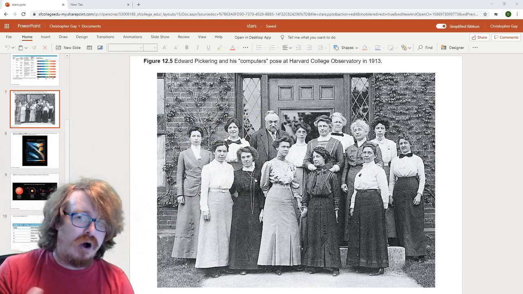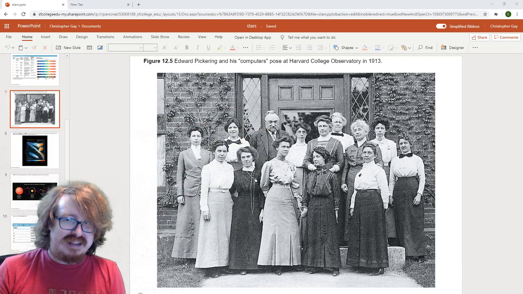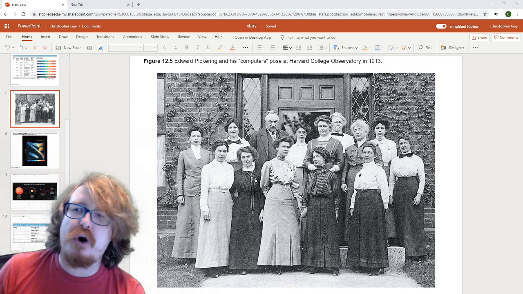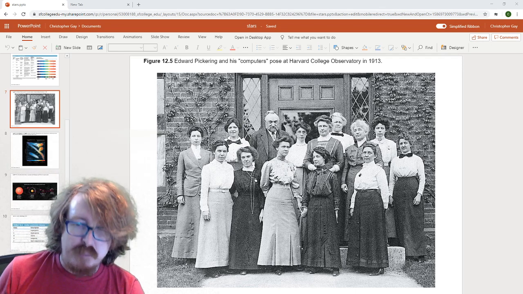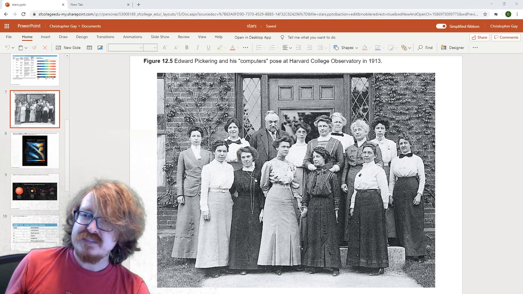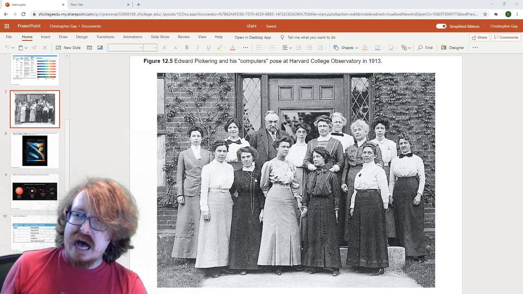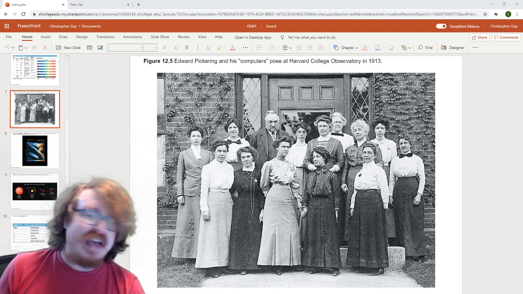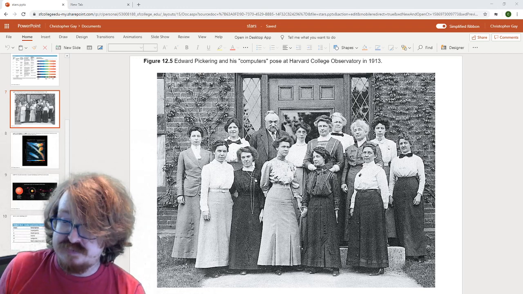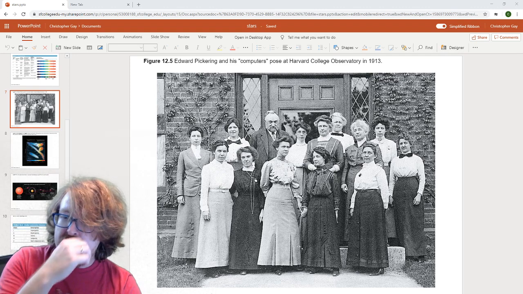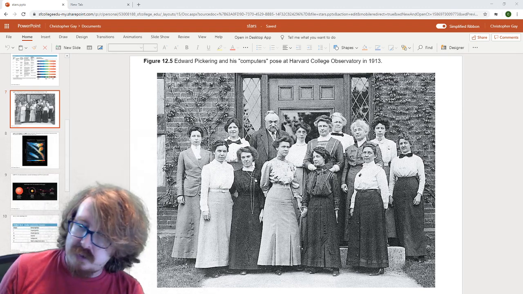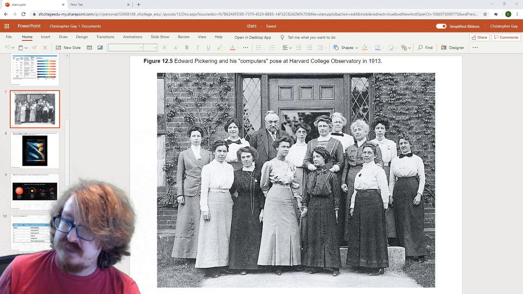This could have been called the Annie Jump Cannon classification, and I would have been so happy to call it that. The Jump Cannon classification. But because of that, I'm not going to call it the Henry Draper classification, okay? I'm just going to call it spectral type because that's what the people working on it called it at the time.